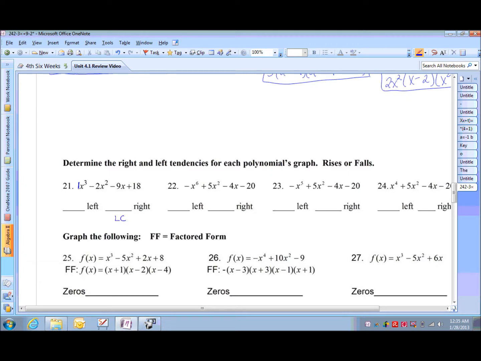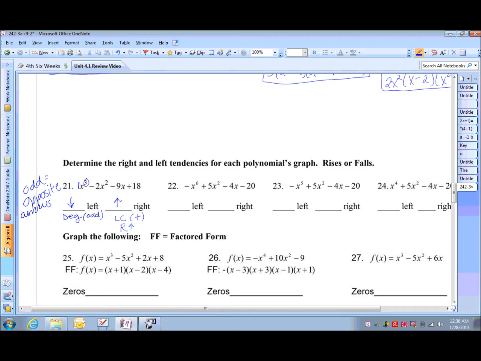The leading coefficient here is 1, so the leading coefficient is positive. And if the leading coefficient is positive, the right rises. Okay? Now, in order to determine the left tendency, we look at the degree. The degree here is 3. The degree is odd. So remember, odd equals opposite arrows. So if the right is going up and the degree is odd, the left will go down.